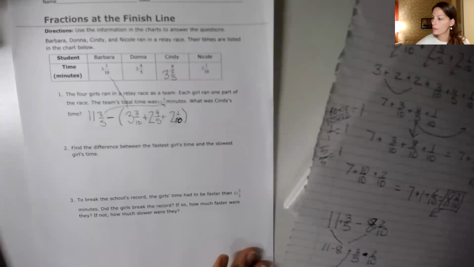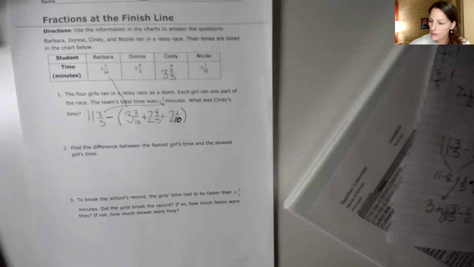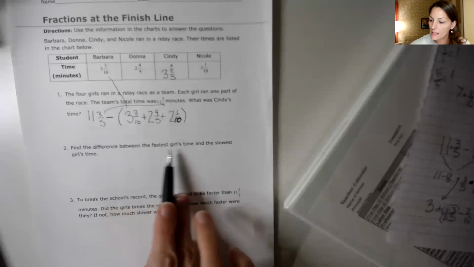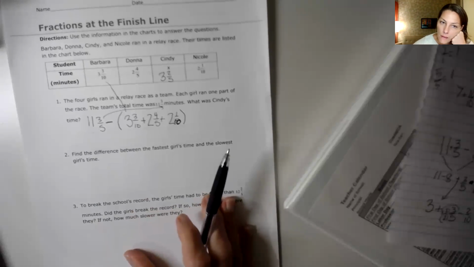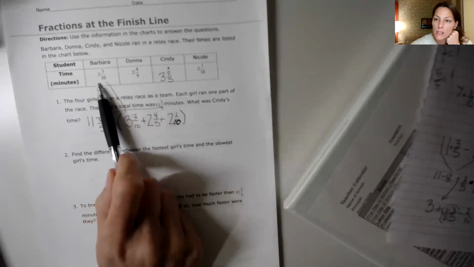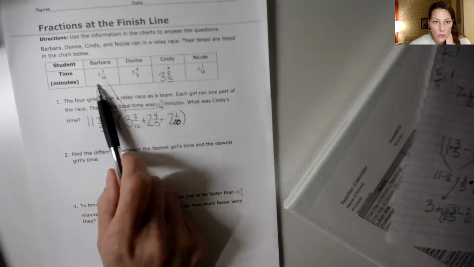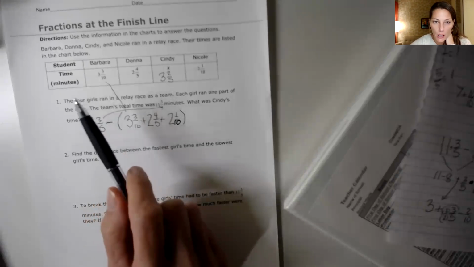We've got another problem that we want to solve. Number 2: find the difference between the fastest girl's time and the slowest girl's time. To do that, you need to look at the slowest time, which is going to be the larger number, right? Because if you run a race in 10 seconds and you run a race in 5 seconds, the person who ran it in 10 seconds, the bigger number time, is the slowest, right? And so we need to compare some times.